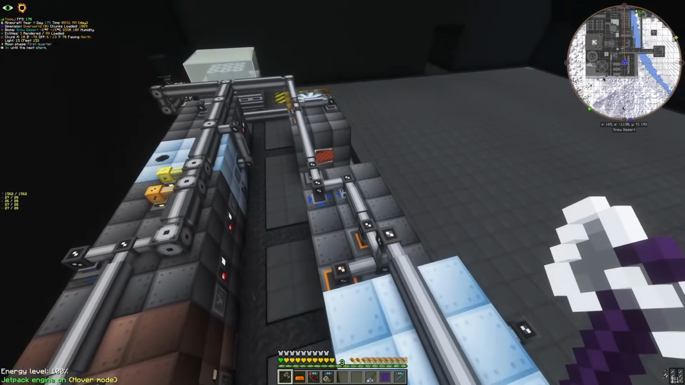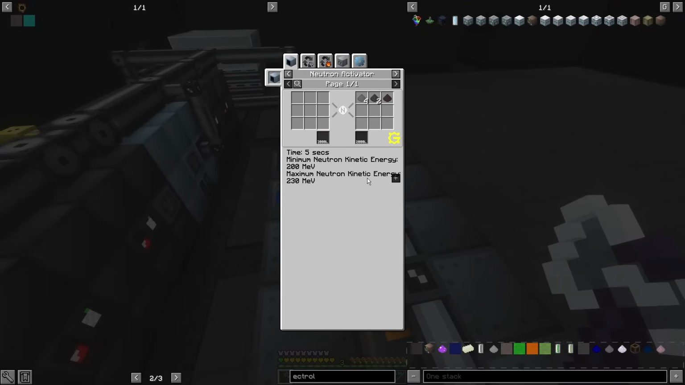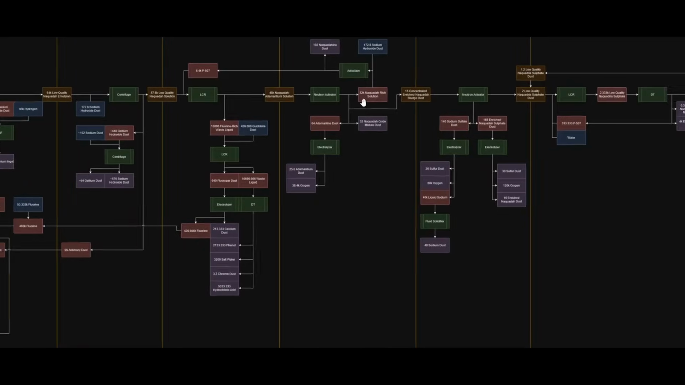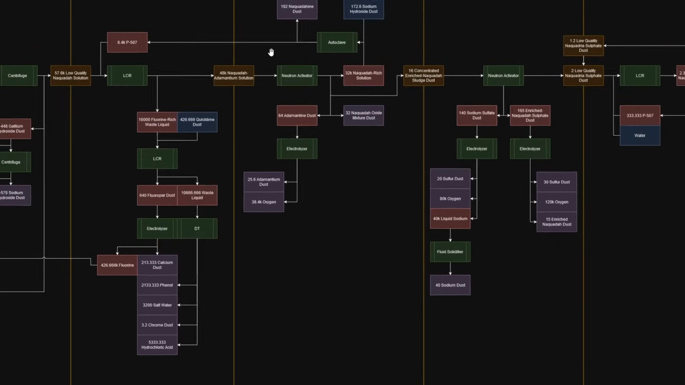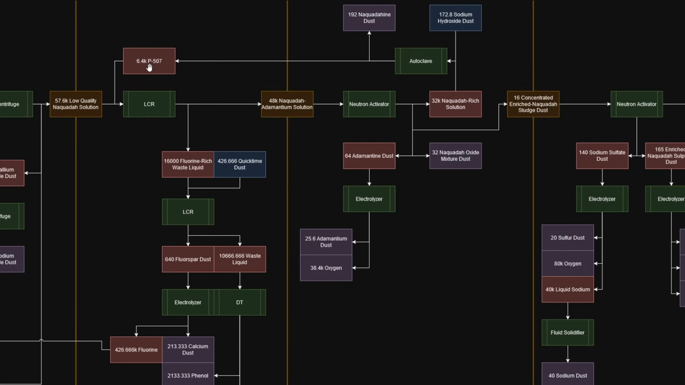But now it gets interesting, because Naquadah adamantium solution is processed in a neutron activator. So I need to figure out how to set this thing up. I guess I can quickly go over the processing line here though. So the Naquadah adamantium solution goes into the neutron activator. This makes Naquadah rich solution. This, combined with more sodium hydroxide in an autoclave, gets you Naquadah dust, which you can blast, I think, to get Naquadah ingots, or to get the Naquadah doped silicon boules, wafers, whatever. And you get your P507 back.